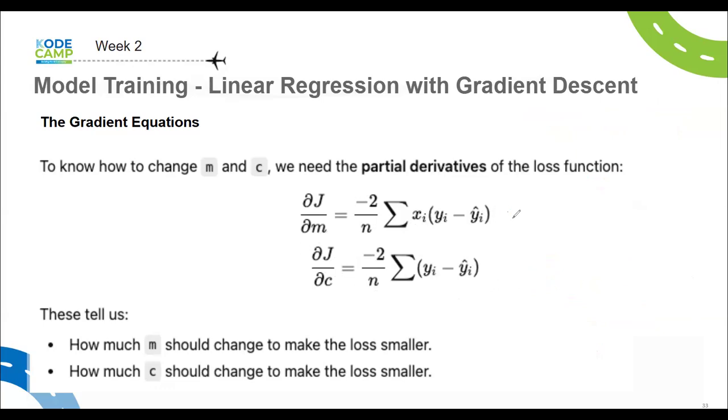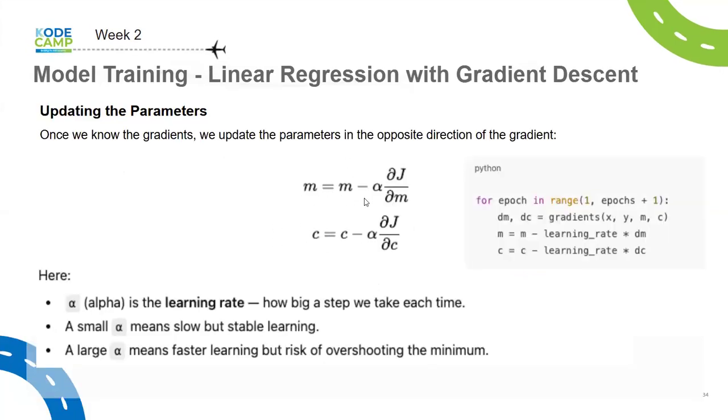But again, if you don't understand it, that's okay. These are the 2 equations that you use to calculate the gradient. This is the gradient of the cost function with respect to m, to calculate the gradient of m. And this is the gradient of the cost function with respect to c, for you to calculate the gradient of c. And that's all. Once you calculate these 2 gradients, you plug them back into the update. The next step is the update. You want to update the weights. This is the part where you update the weights, or the parameters.